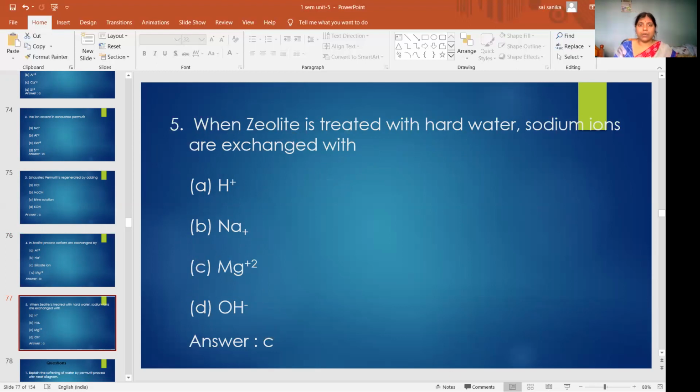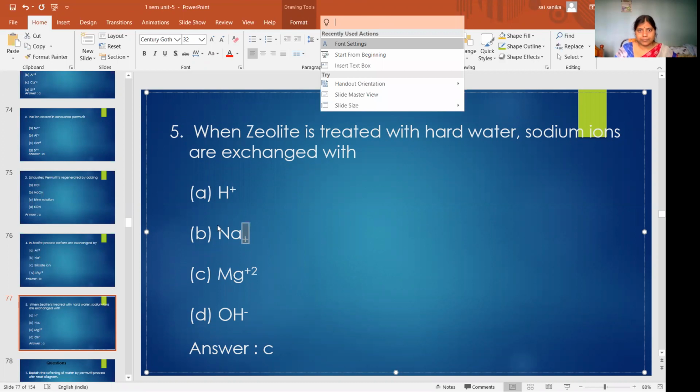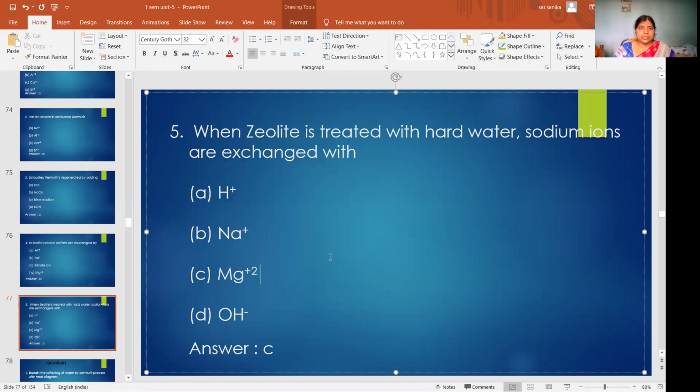This plus will go above, okay? So this plus will go above Na, not as a subscript, this is a superscript. Okay, this is the superscript. So Na plus ion. So what is the answer here?